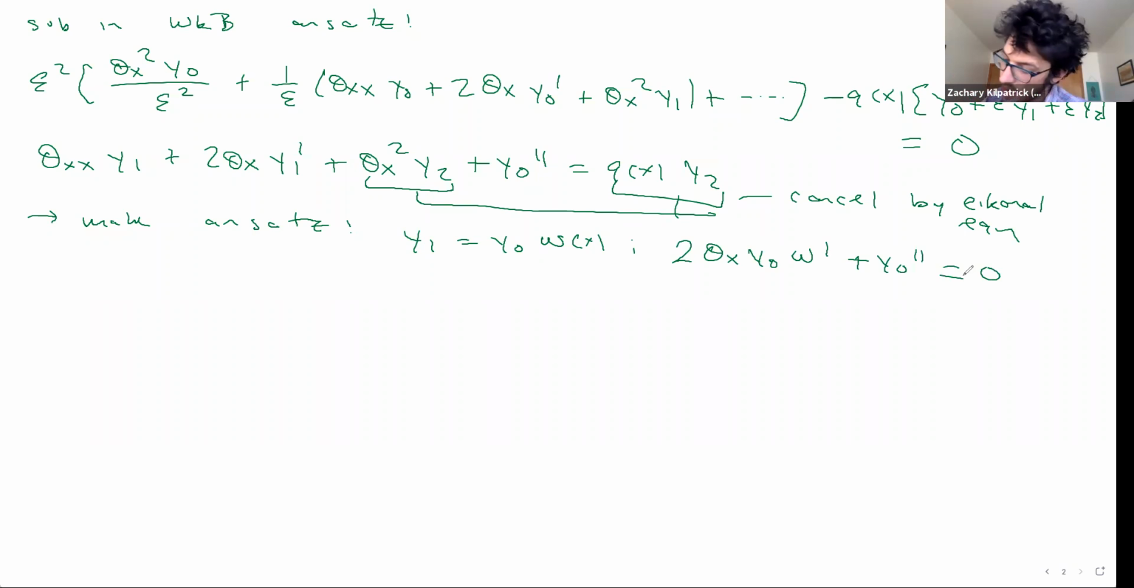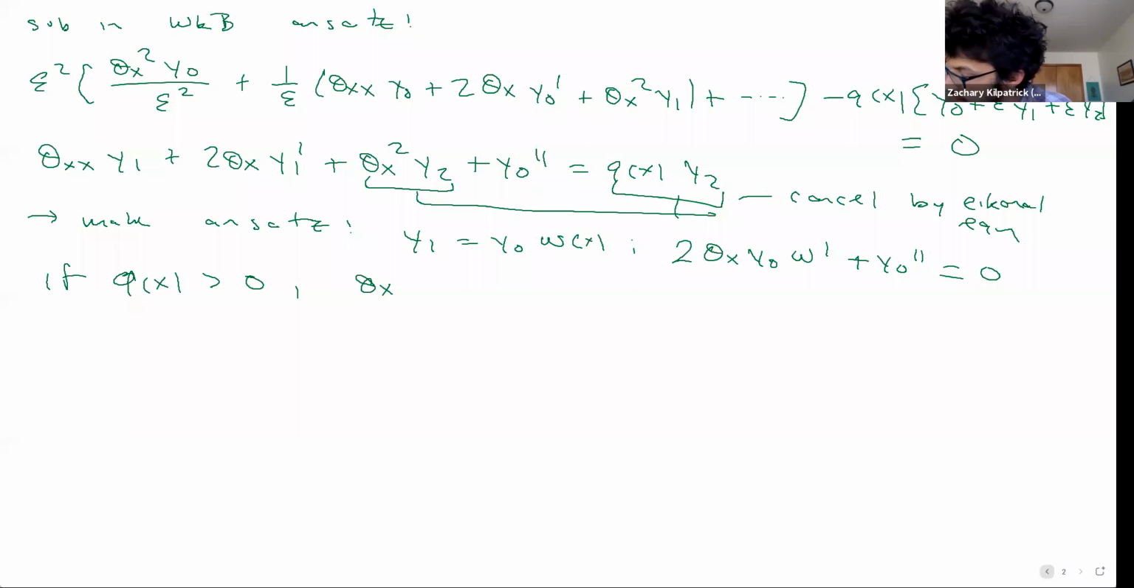Okay, now we're going to make a specific assumption that q of x is greater than 0 first. And in that case, theta sub x is going to be what?